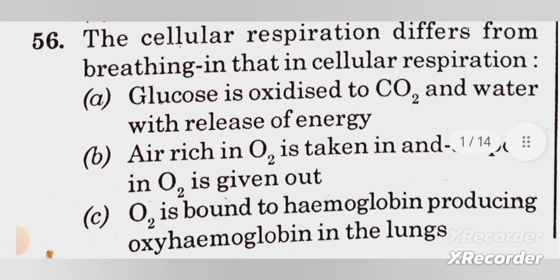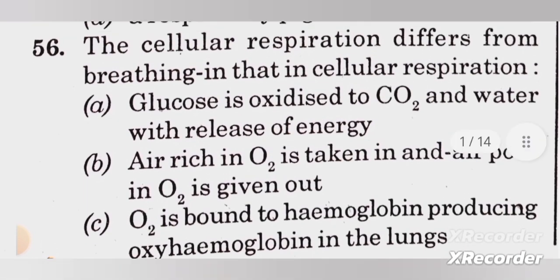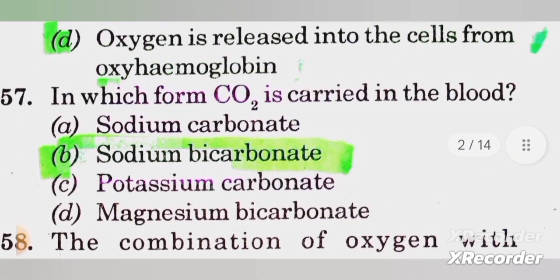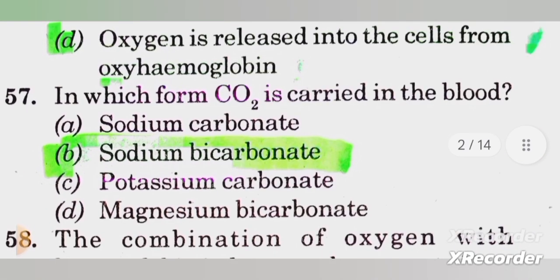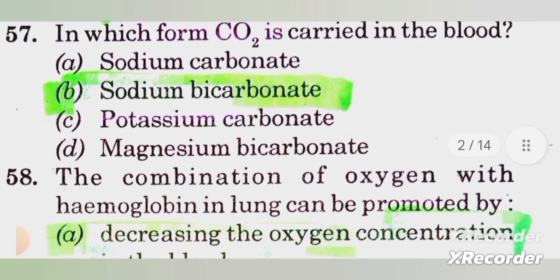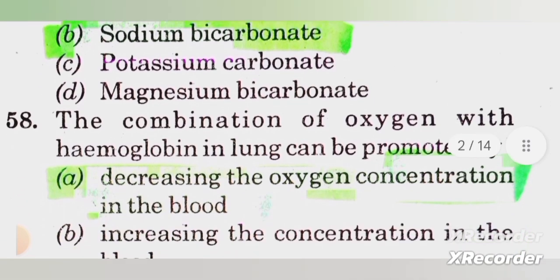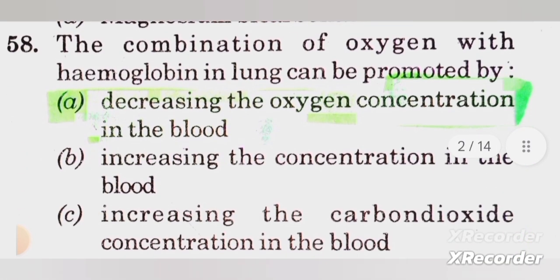Next, 56. The cellular respiration differs from breathing in that in cellular respiration, answer D, oxygen is released into the cells from oxyhemoglobin. Next, 57. In which form is CO2 carried in the blood? Answer B, sodium bicarbonate. Next, 58. The combination of oxygen with hemoglobin in lung can be promoted by answer A, decreasing oxygen concentration in the blood.